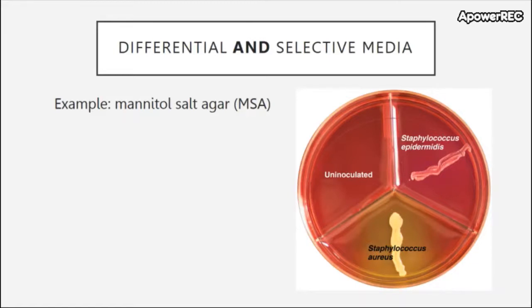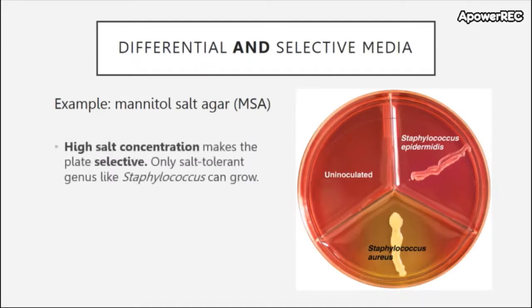This is an example of a media that can do both, so it's multitasking here. This is a differential and selective media. This is mannitol salt agar, also known as MSA. First, there's a high salt concentration which makes the plate selective. Only salt-tolerant genera like Staphylococcus will be able to grow here. Staphylococcus is an organism that's present on your skin, and you imagine your skin has a lot of salt, so we can get Staphylococcus to grow on this plate.